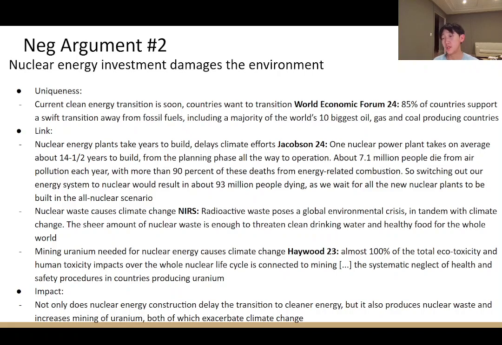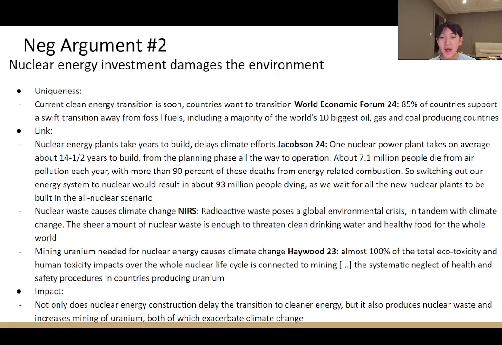So I'm not really sure about the feasibility of this argument, but you could argue that sometimes, maybe most of the time, nuclear power plants neglect dumping waste in actual dumping sites, and they just dump it in the environment, which causes environmental harm, hurts animals, etc. And also, mining uranium, which is needed for nuclear energy, causes climate change. According to Haywood 23, almost 100% of the total ecotoxicity and human toxicity impacts over the whole nuclear life system are connected to mining, with systematic neglect of health and safety procedures in countries producing uranium.